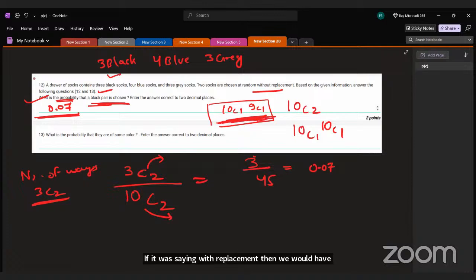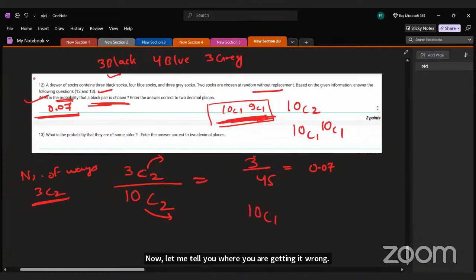No, sir. My understanding is that without replacement means once you have chosen the first one, the set remaining is 9. Correct me, sir. Yeah, correct. To choose the first sock you have 10 options, so 10C1, and once you have taken out the first, you are left with 9 options. That means it should be 10 into 9, right, sir? Now, let me tell you where you are getting it wrong. You are taking 10C1, then 9C1.